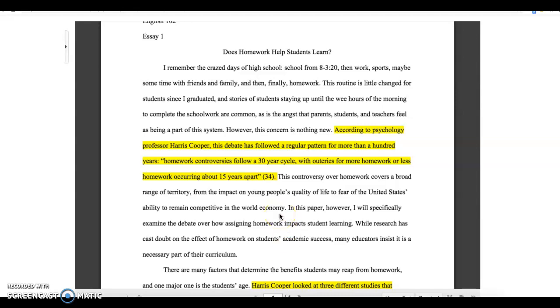Okay, so let's talk about, first of all, the source use. You noticed that I color-coded the student sources. Please don't do that yourself. That's just something I did in this sample to make it a little bit easier to notice the student source use.